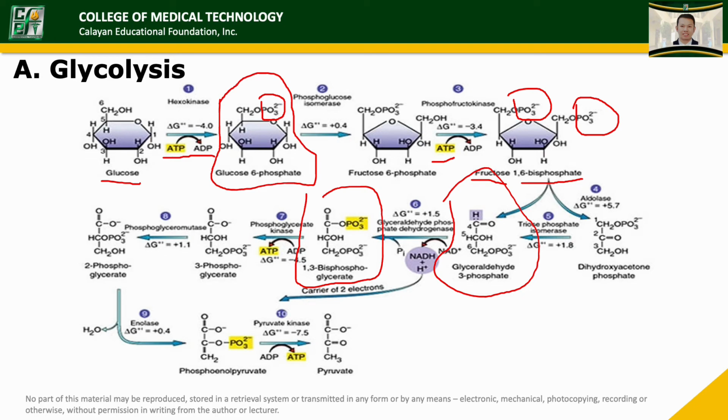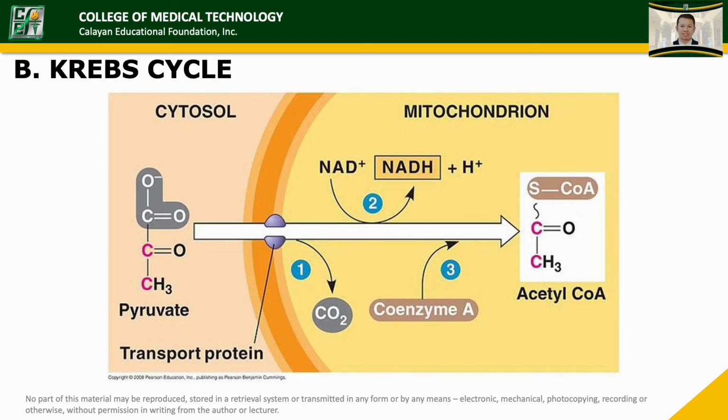Thus, the cell utilized 2 ATP, but the cell produced 4 ATP. So from there, we can say that there is an earning of 2 ATP after each glycolysis reaction. So the next one is the Krebs cycle.